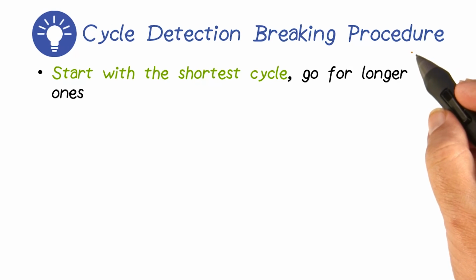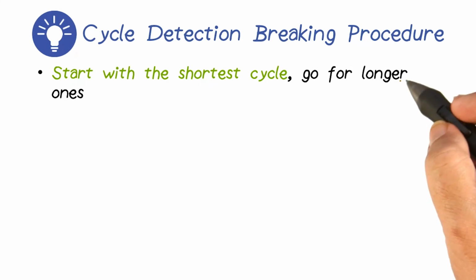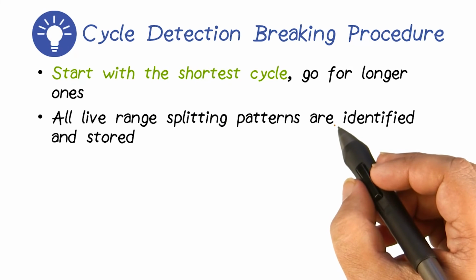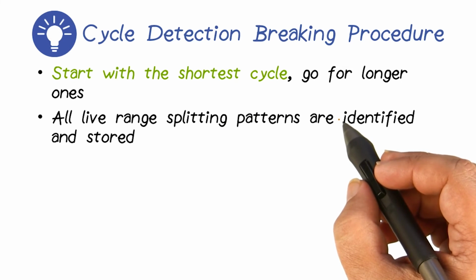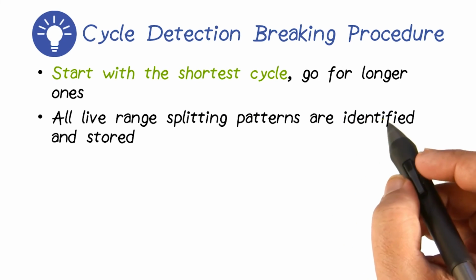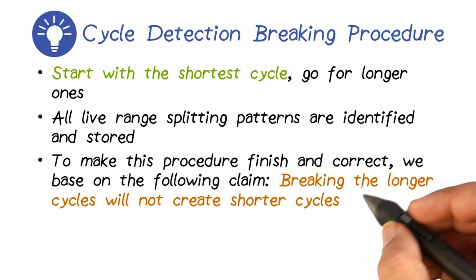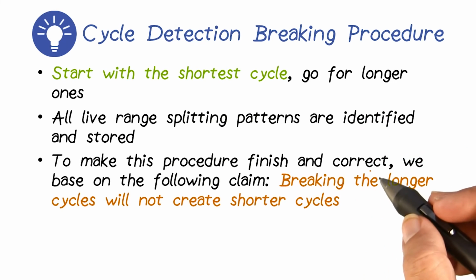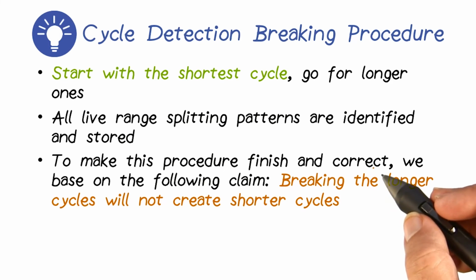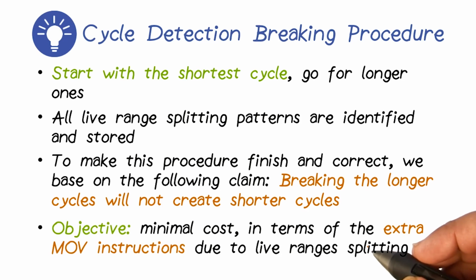We first start with the shortest cycle and then go for the longer ones. First, for a given cycle, all different live range splitting patterns that will break the cycle are identified and stored. We do an ordering on this particular procedure so that if we end up breaking the longer cycle, it will not create a short cycle. So we could be non-monotonic here. And then amongst all different live range splitting patterns, we identify the ones which have the shortest or the least cost and split that particular live range and break the respective cycles.